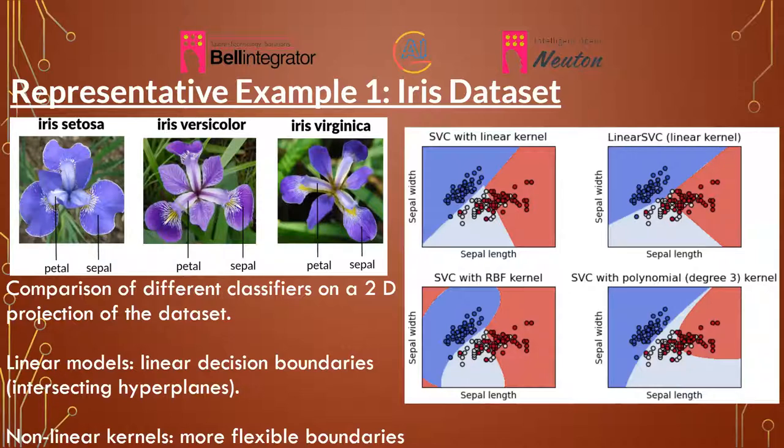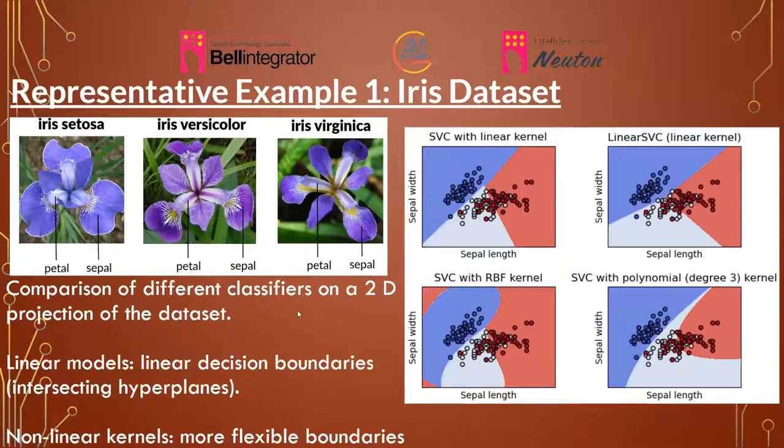Let's talk about some representative examples now. This is directly from the scikit-learn page, and it corresponds to the iris example. I'm sure that the iris data set is familiar. So basically, there are three species of flowers which have different petal and sepal characteristics. So you have petal length, petal width, sepal width, and sepal length. And what one tries to do is to use these parameters and classify the different types of the flowers.